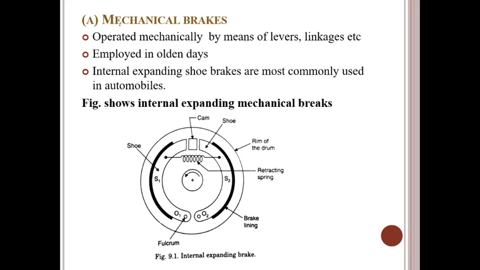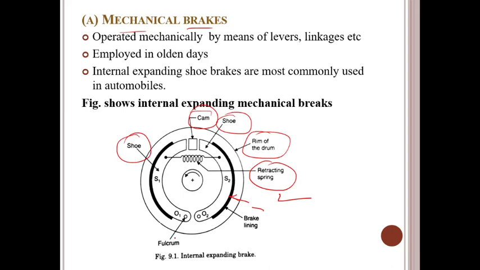Look at the diagram of the mechanical brakes. These are the brake lines. This is the retracting spring. This is the rim of the drum. This is the brake shoe. This is the cam. This is the shoe also. This is the fulcrum point. It is operated mechanically by means of levers, linkages, etc. Employed in olden days, it is not used nowadays. It is internally expanding. Shoe brakes are most commonly used in automobiles. This is the diagram of internally expanding mechanical brakes.